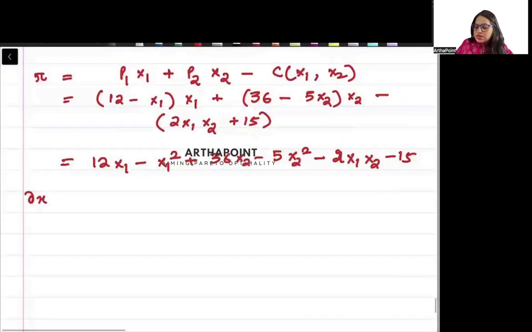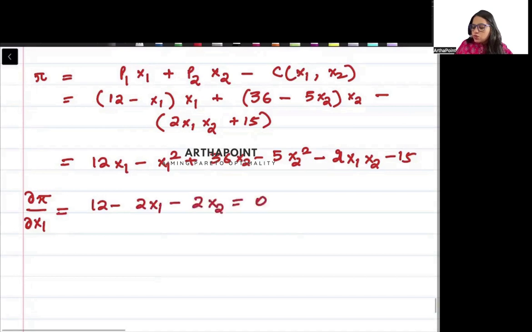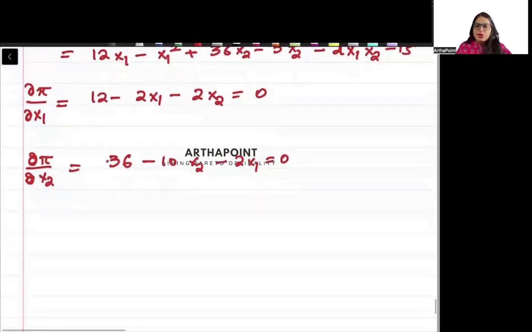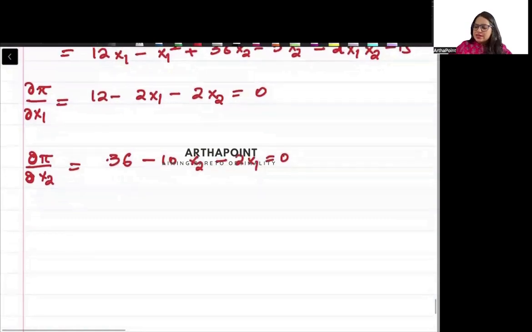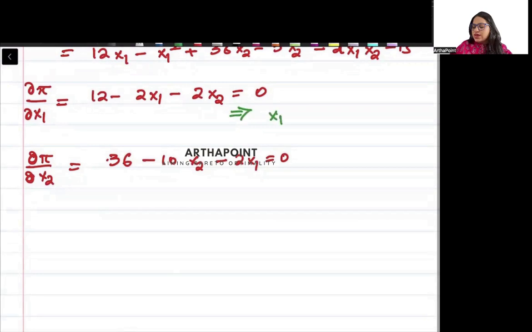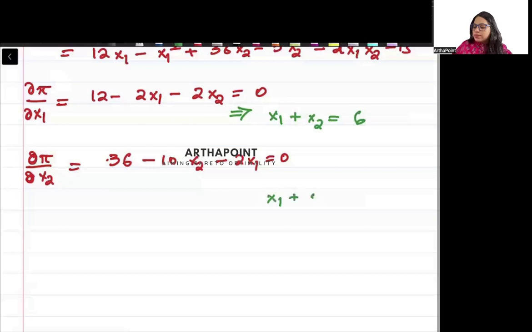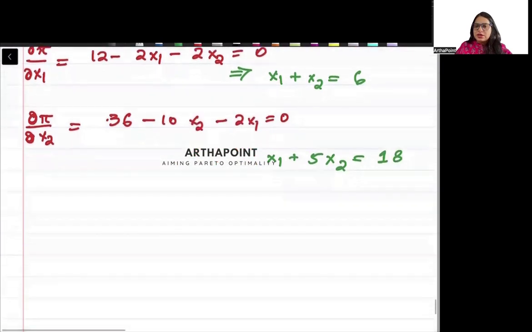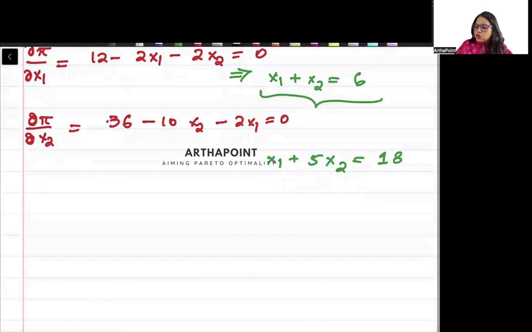Now we need to go ahead and maximize the profit. So differentiate this with respect to x1 and I will get 12 minus 2x1 minus 2x2 equal to 0. Differentiate profit function with respect to x2 and I will get 36 minus 10x2 minus 2x1 equal to 0. You have got two equations, two variables. Solve the two equations simultaneously. So the first equation gives you x1 plus x2 is equal to 6. And the second equation gives you x1 plus 5x2 is equal to 18.